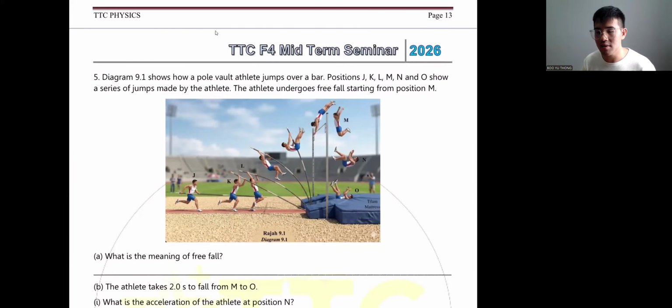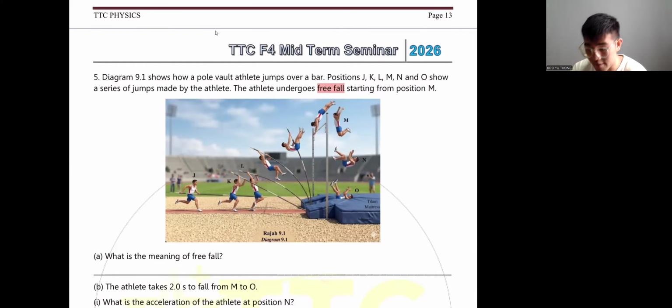The question says the positions J, K, L, M, N and O show the series of the jump, which means the action of the athlete at different positions and in different styles. J, K, L is the athlete still on the ground, M and N is the athlete in the air, and O is where the athlete falls onto the mattress. The athlete undergoes a free fall starting from position M.